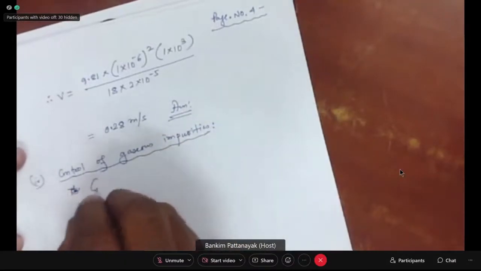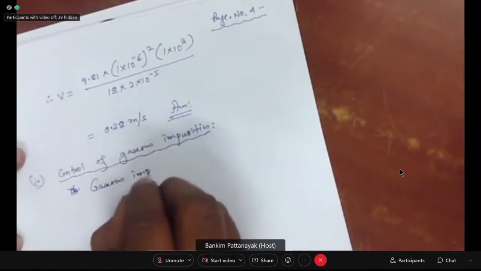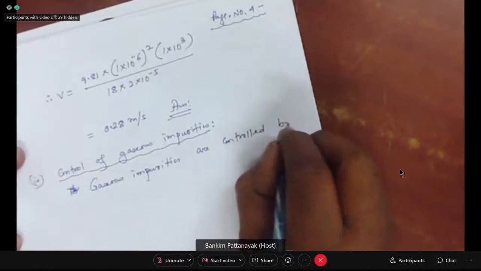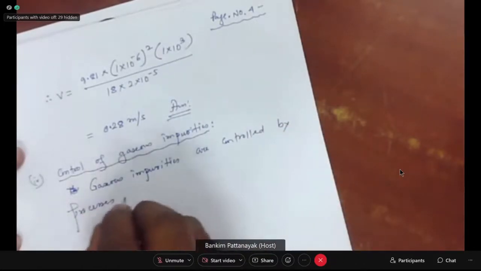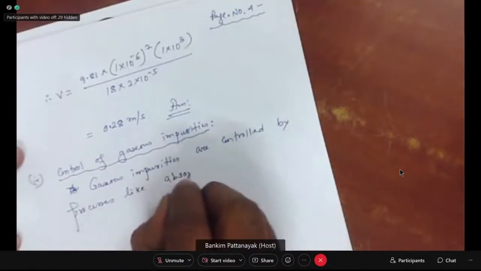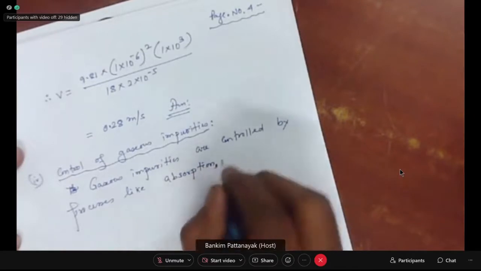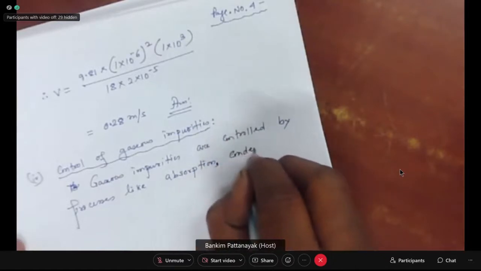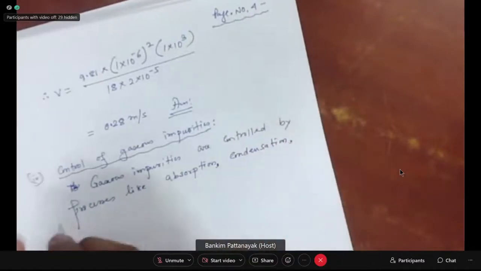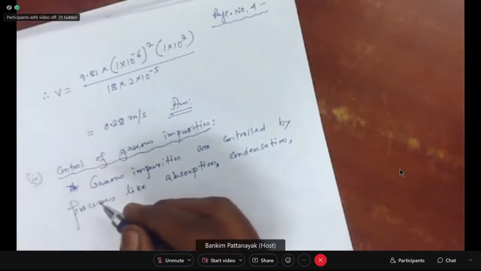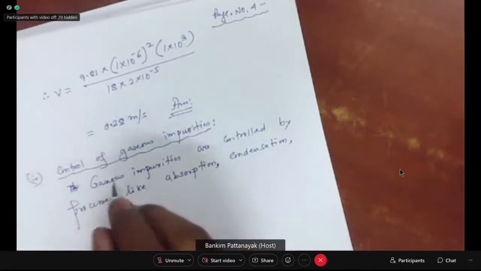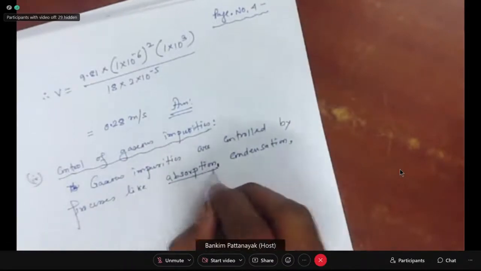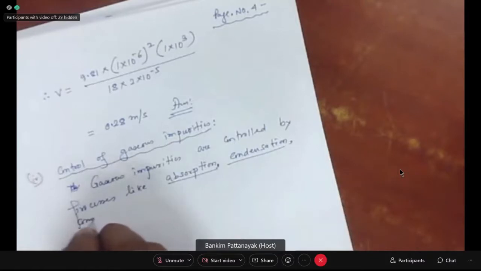These gaseous impurities are controlled by processes like the absorption process, the condensation process, and the combustion process.